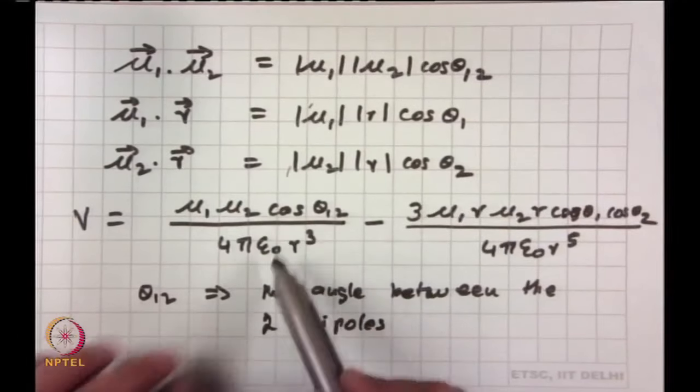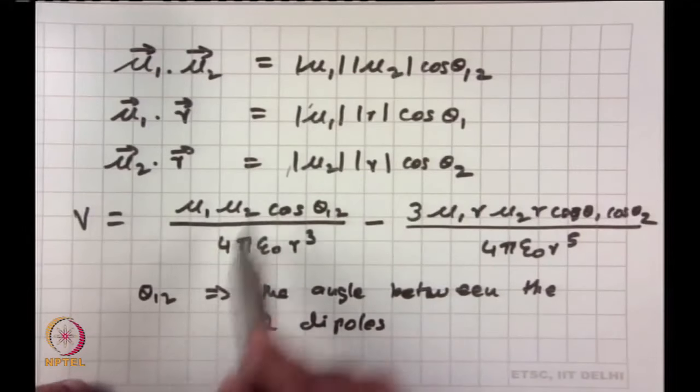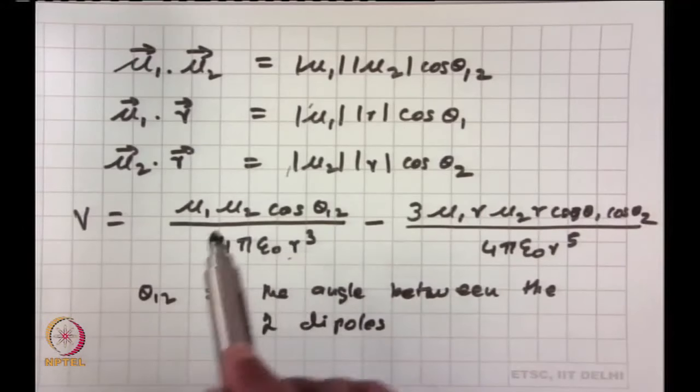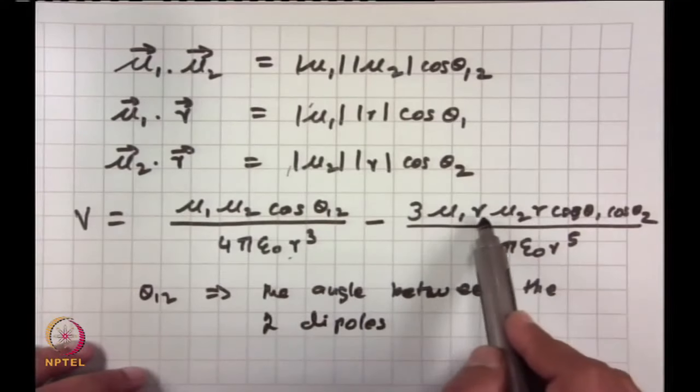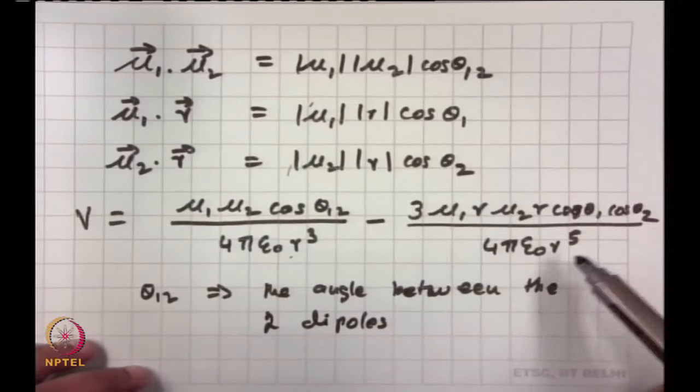So this remains like this. You can see throughout you have a mu 1 times mu 2 by 4 pi epsilon 0 term common I can take out. Now not only that, you see now what do you have out here? You have r and r, which is essentially what? R squared. You have r to the power 5 term here.